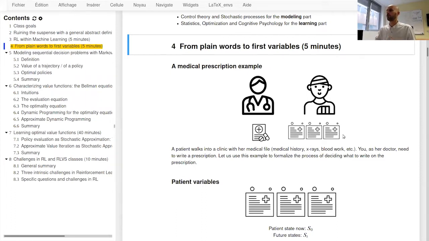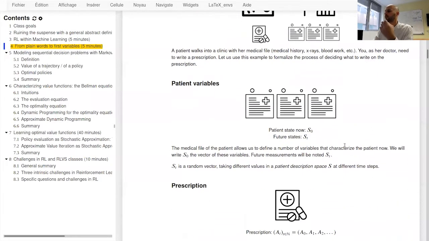So let us use this example to formalize the process of deciding what to write on the prescription and see how this is a reinforcement learning problem and how we will cast our reinforcement learning problems in general. So we will start by describing our patient. For this, we will introduce patient variables. The patient state now, so the variables that describe the patient now, is going to be called S0, and future states will be called ST. The medical file of the patient allows us to define a certain number of variables that characterize the patient now, and future measurements will be noted ST.